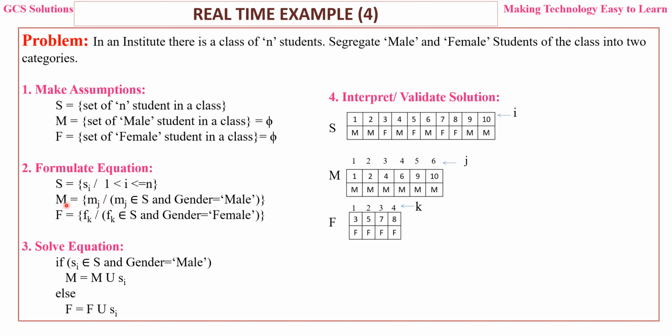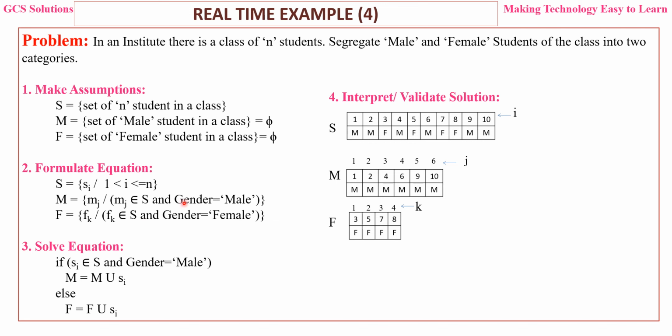Now what of set M? Set M has elements Mj such that Mj is a member of set S and the gender of Mj is male. Now what is this M? M is a set of males. Similarly, I have a set of females as well. So Fk. What is this Fk? It is a member of the original set S, that is, that female candidate is a student of that particular class and the gender is female, obviously.